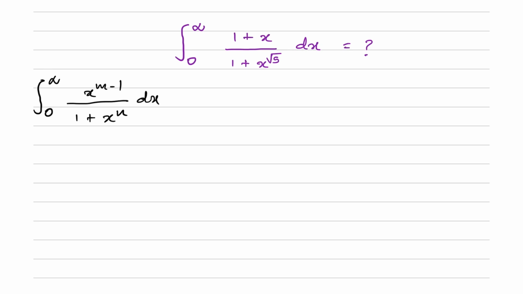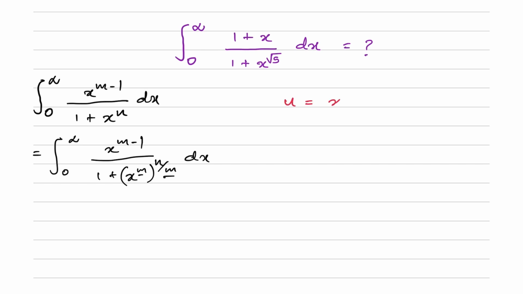As a next step, we can rewrite the integral from 0 to infinity of x^(m−1) over (1 + x^m raised to the n over m power) dx. Now this m and this m get cancelled, and so we have x^n. Let us take the substitution u = x^m. Then if we differentiate, we have du = m x^(m−1) dx.